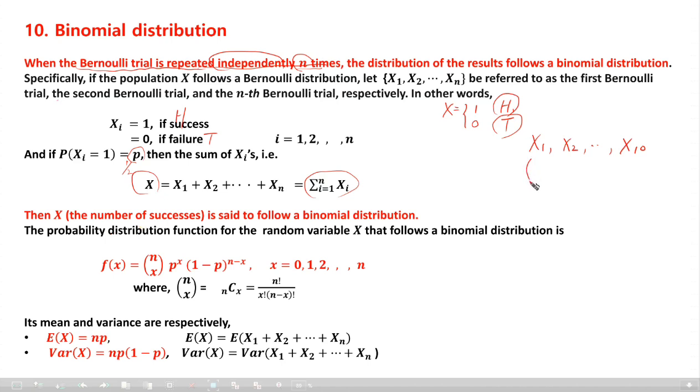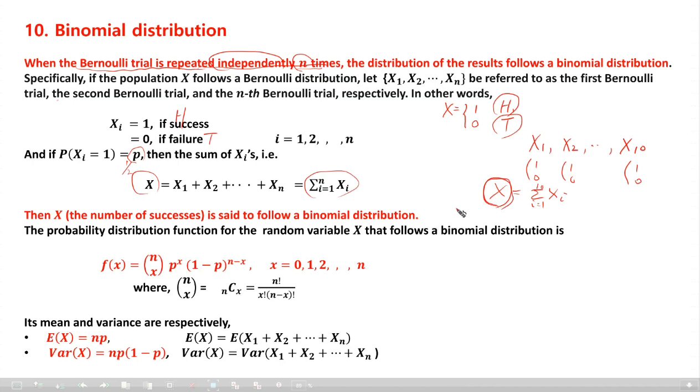Okay, let's see here. x1 takes 1 or 0, x2 takes 1 or 0, x10 takes 1 or 0, right? Each one is Bernoulli. So what does the sum of xi's mean? When xi takes 1, add up. So x, the sum of xi, i from 1 to 10, is the number of heads out of 10 times. X will have a binomial distribution.